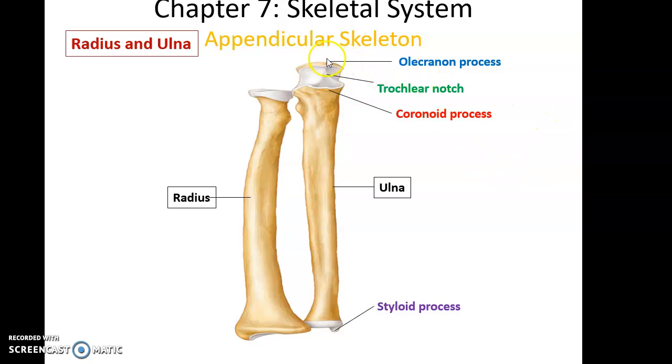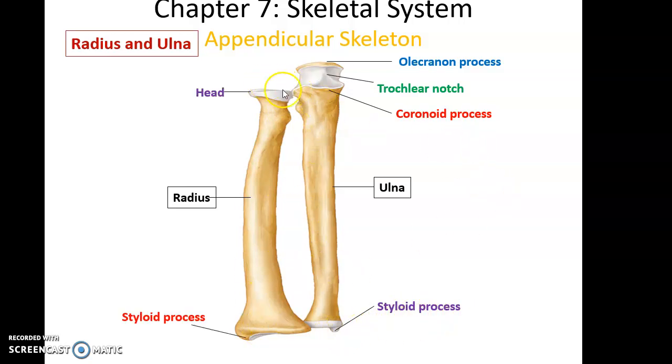And then in the back, posterior side, is a big rough chunk of bone tissue called the olecranon process. And the olecranon process is actually the point of your elbow. That point there is the olecranon process. And when your arm is fully extended out, that fits into the olecranon fossa. Then down at the distal end is this pointy bit of bone tissue called the styloid process.